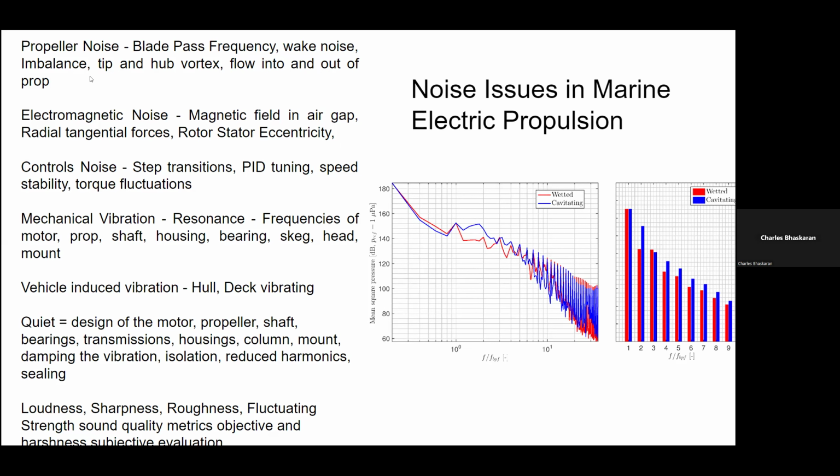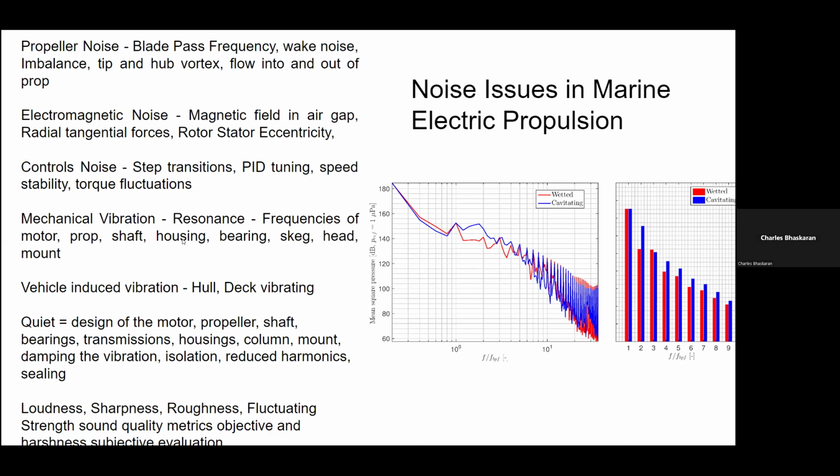Electromagnetic noise, we talk about the magnetic field in the air gap, right? So there are a lot of radial and tangential forces. Eccentricities and things like that can make the noise worse. And then we have the controls noise. When your control is smooth, it's smoother, and you don't hear that kind of variation in speed or any torque fluctuations. If your motor has a lot of torque variations or speed variations, the noise will be propagated, right? So that is why it's really important to have a smooth transition rather than a step transition.